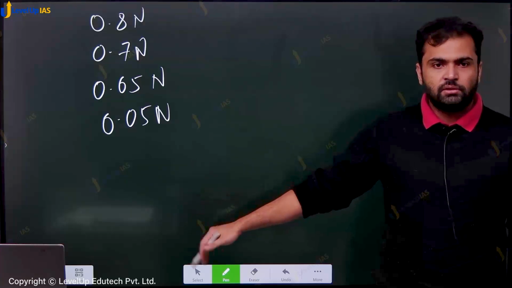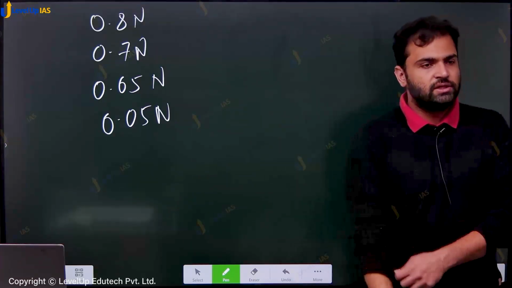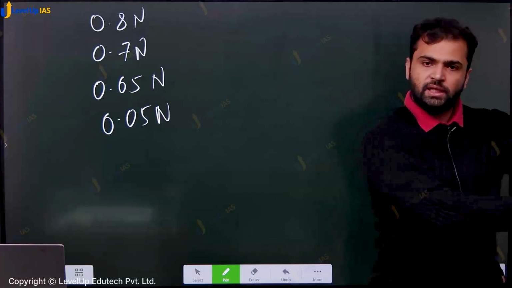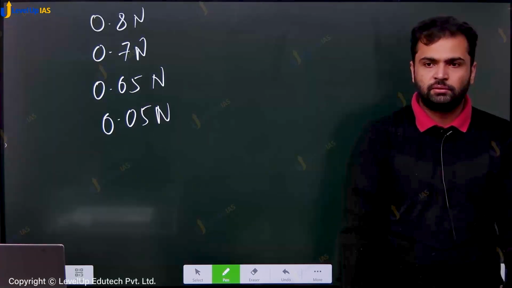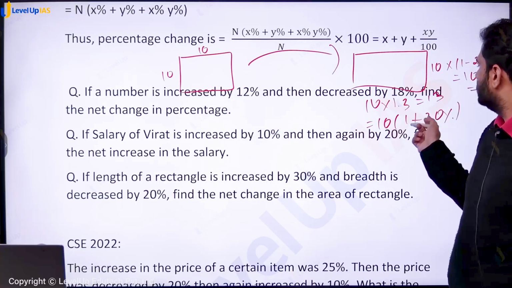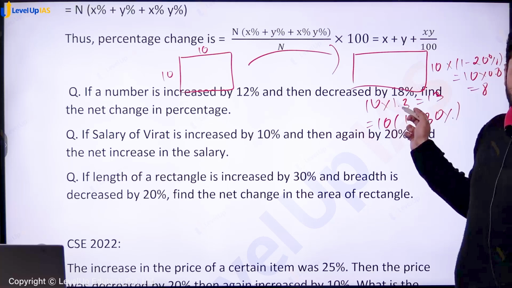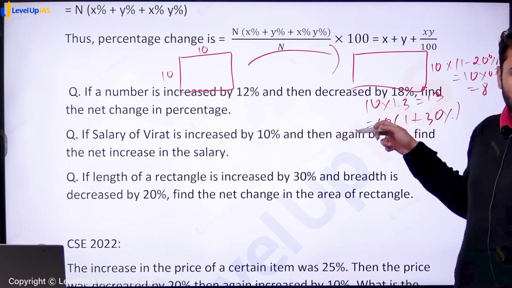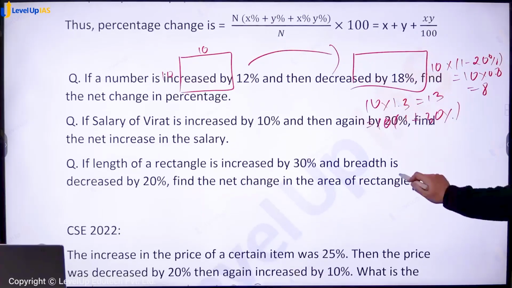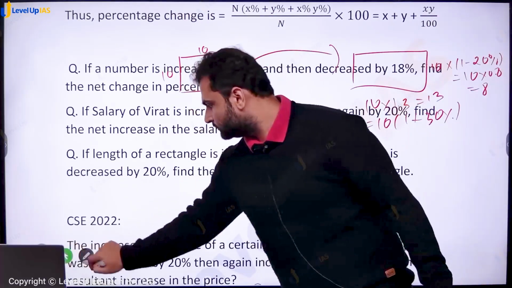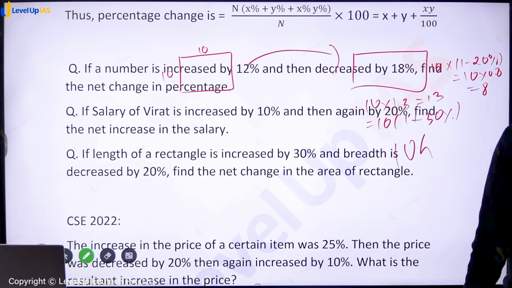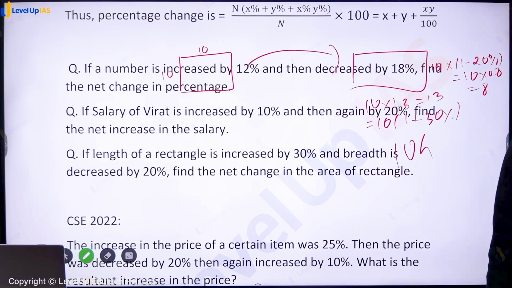The same thing we are applying in the net change also. Firstly one change, and after the new number, a second change on the new number. So the length becomes 13 and the breadth becomes 8. What will the new area be? 13 into 8, which is 104. So from 100 to 104, what is the net change? 4%.